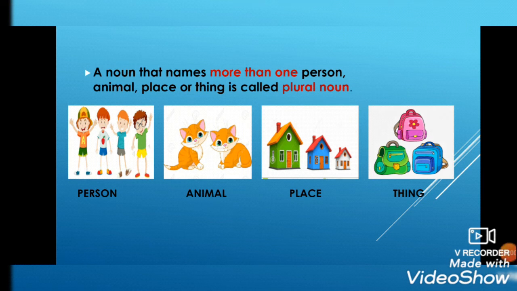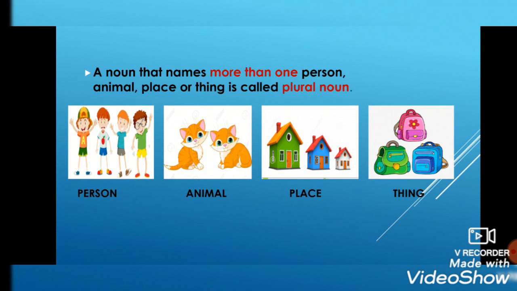Now, what's a plural noun? A noun that names more than one person, animal, place or thing is called a plural noun. So plural noun names more than one person, animal, place or thing. So let's clarify it by examples.